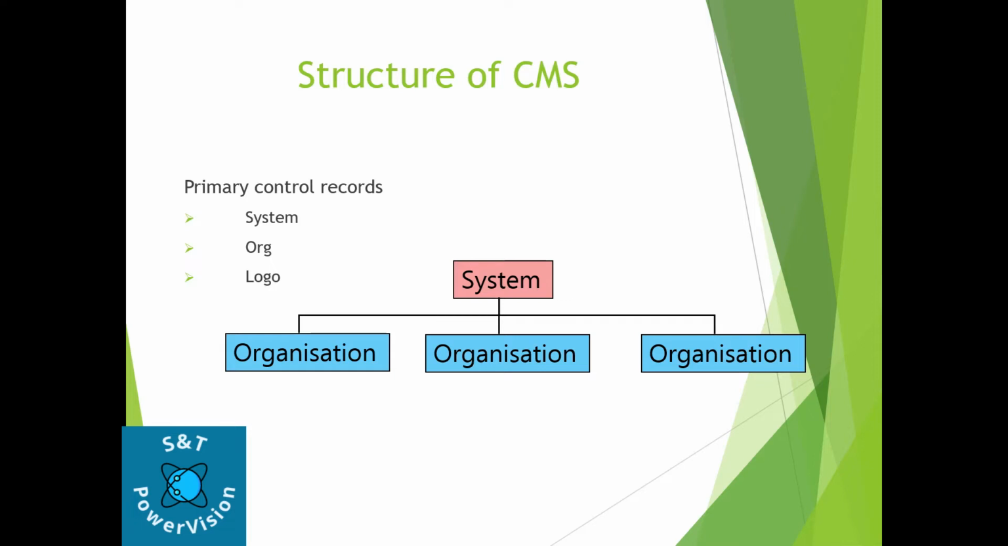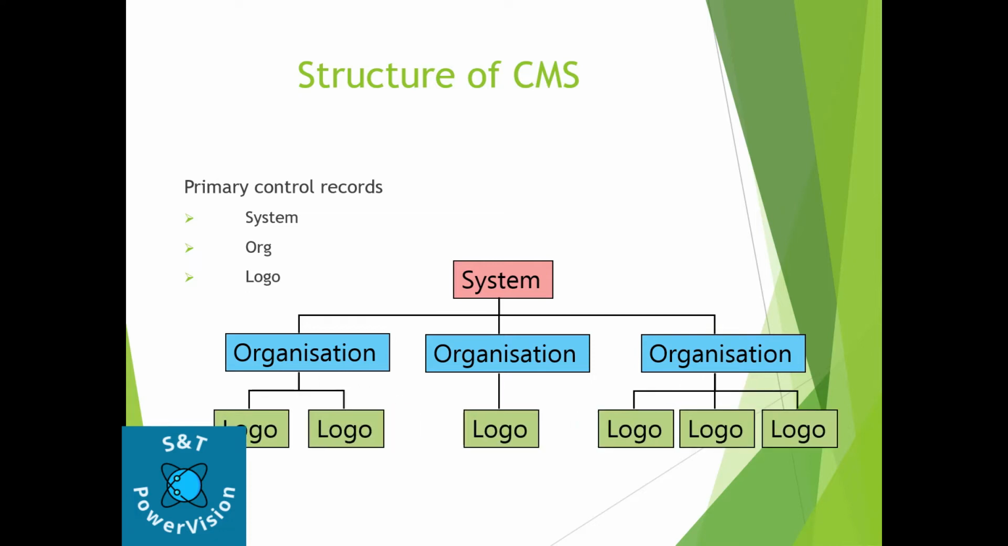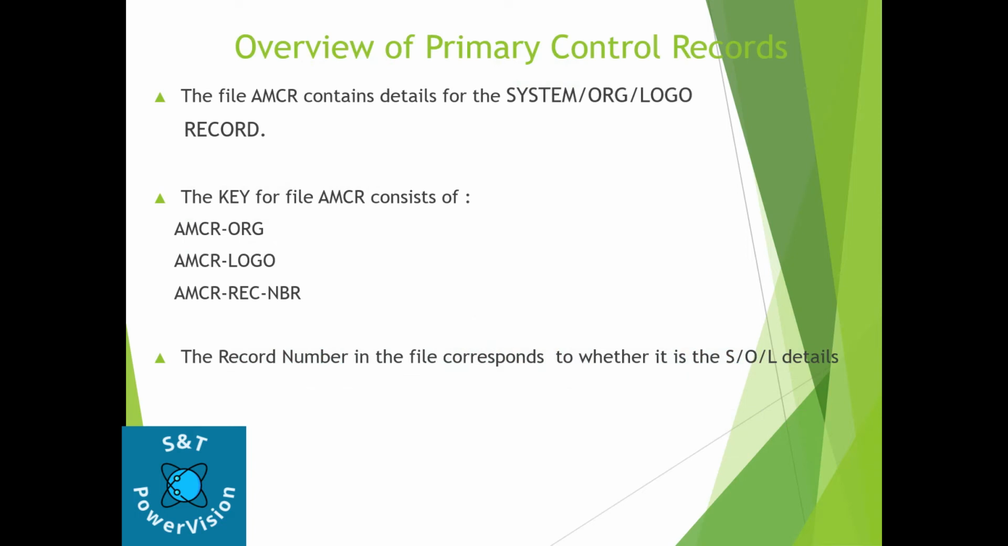Here we have three primary control records: system, org and logo. If we see, under system, multiple orgs are defined, and under each org, logos are defined. Now, the file for each record, system, org, and logo, is the AMCR. The key for the file AMCR is the AMCR, org, logo, and record number.